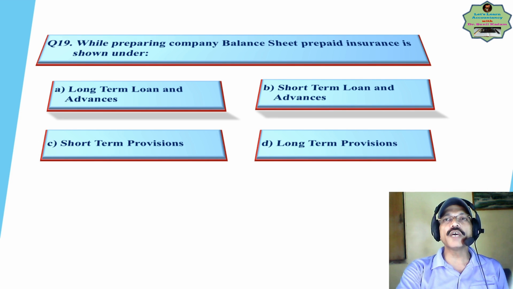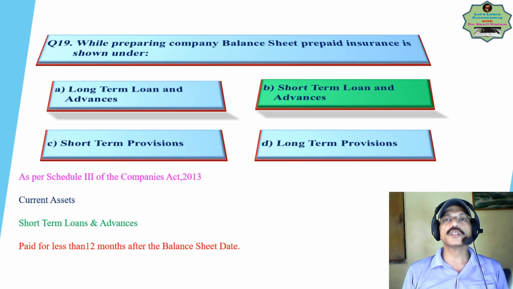Short-term loans and advances, it is prepaid. Short-term loans and advances would be current, because short-term provisions are expenses and long-term provisions are also expenditure, but they are liabilities. But here it is an asset, so short-term loans and advances is the correct answer, because it will be shown under current assets under the heading of short-term loans and advances, which will be recovered or which is paid for within 12 months from the date of the balance sheet.